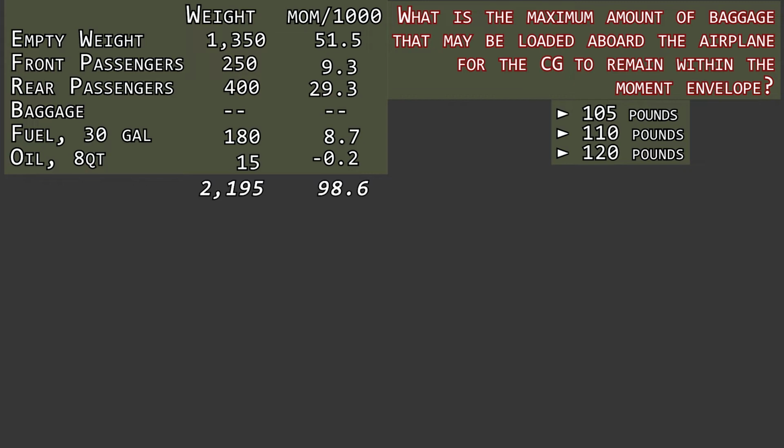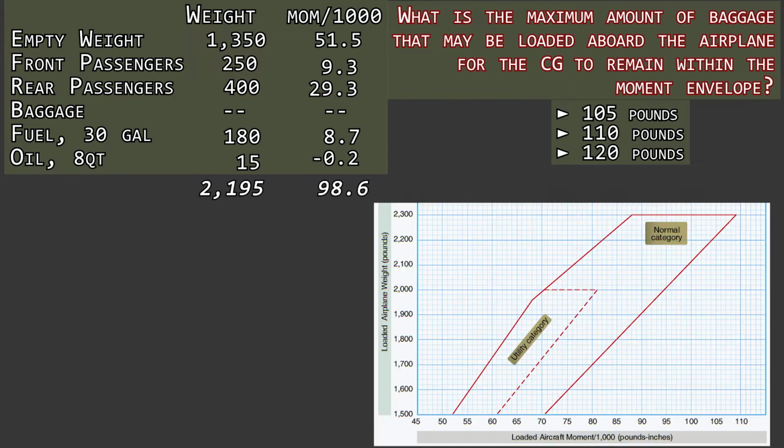Okay, so the question was, what is the maximum amount of baggage that may be loaded on the airplane? We can see on our center of gravity chart that the maximum weight is 2300. So if we do 2300 minus our total weight of 2195, we can see that we can only take 105 pounds of bags before maxing out the weight. So now let's see if that's within limits.